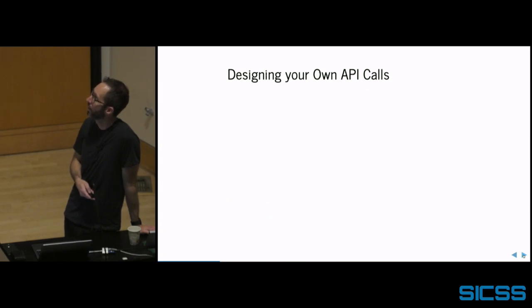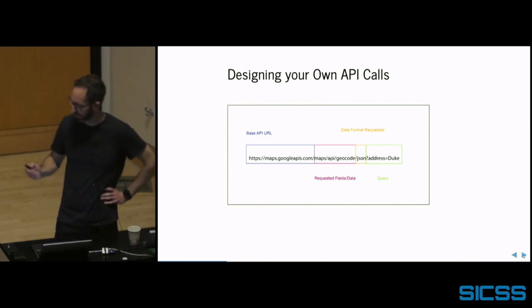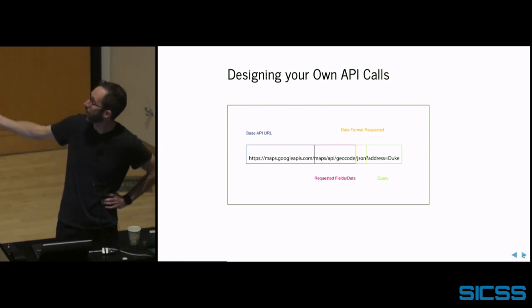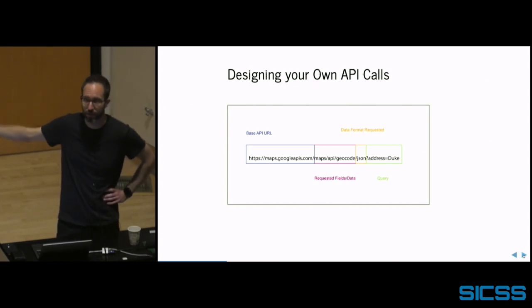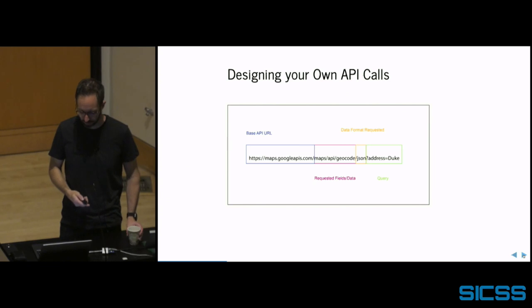So if we wanted to design our own API calls, we just have to switch out the field, the query. Maybe we want different types of data for different types of queries, and we would fold all that into some type of loop and repeatedly request data in an iterative fashion.